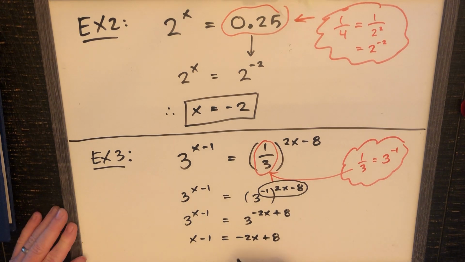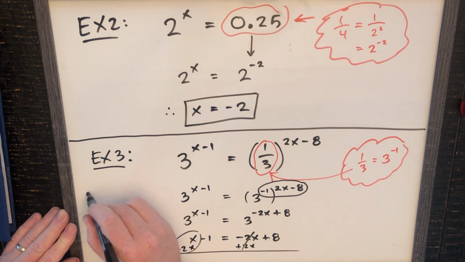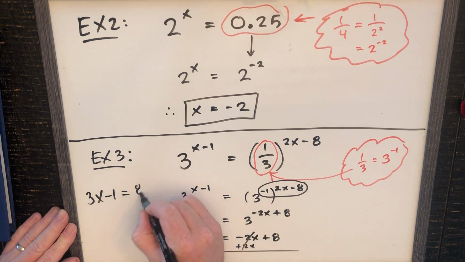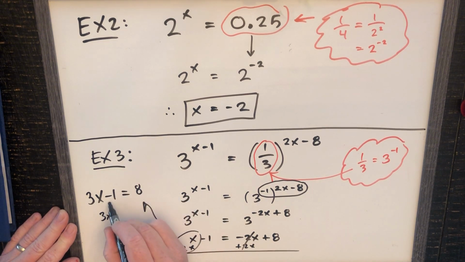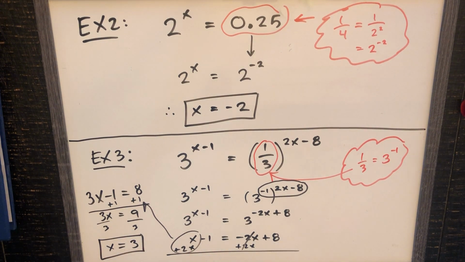So let's go ahead and add 2x to both sides. I'm probably getting off the screen now, so let's come over here. So I've got 3x minus 1 is equal to 8. I think you can take it from here. 3x would then be equal to 9, or x would be equal to 3. So that would be my solution. x is equal to 3.